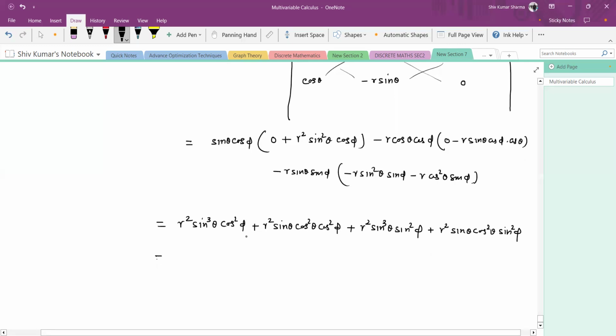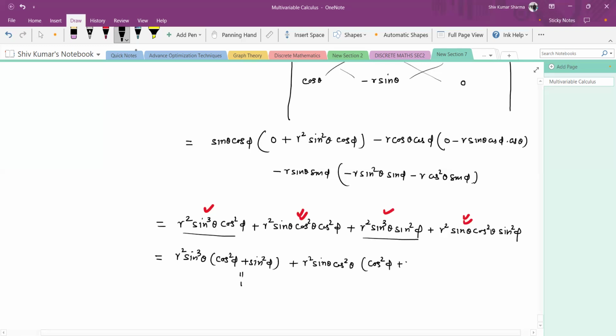Now we see the first term and third term. From first and third, we can take r square sine cube theta as common. So this gives us cos square phi plus sine square phi, the value of which is equal to 1. Now the second and fourth terms: from these we take r square sine theta into cos square theta as common. So this also gives cos square phi plus sine square phi, which is equal to 1.